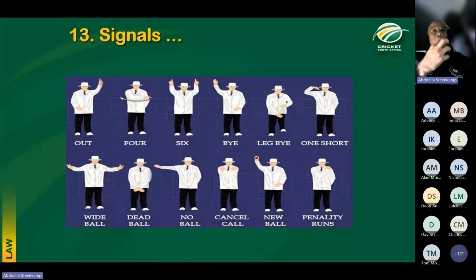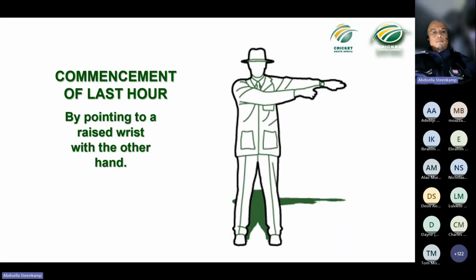How do you signal penalty runs to the fielding side? All you do is place an open arm on your opposite shoulder and just keep it there. That indicates to the scorers that these are penalty runs to the fielding side. There's also a signal for commencement of the last hour, by pointing to your watch or to your wrist with the other hand, as in the picture.